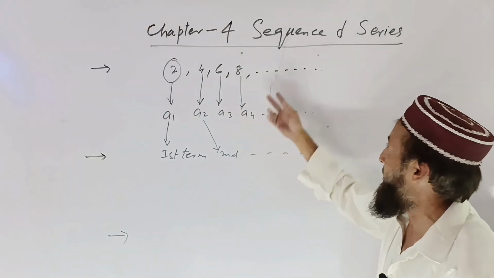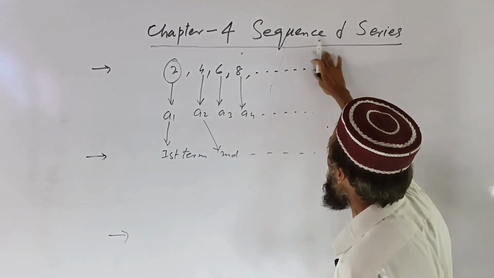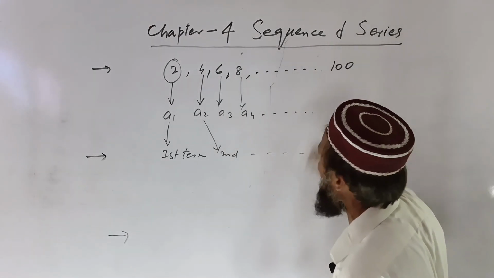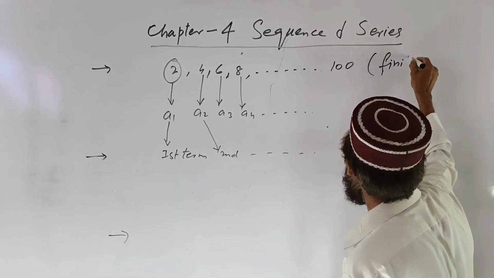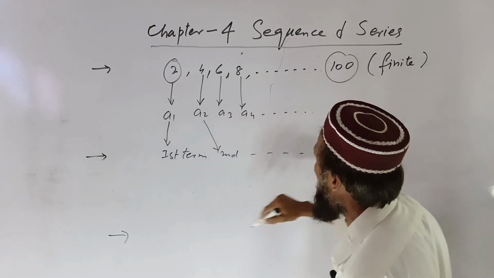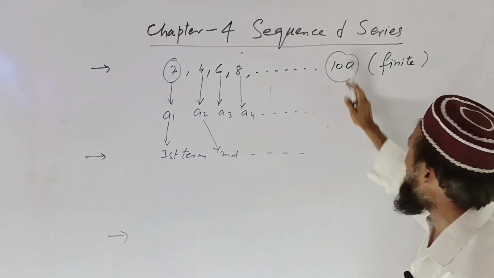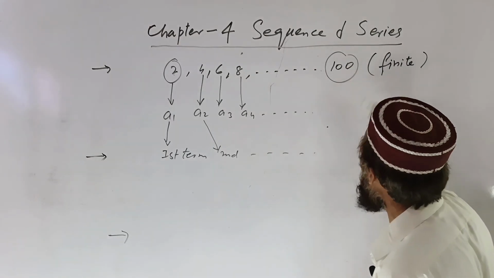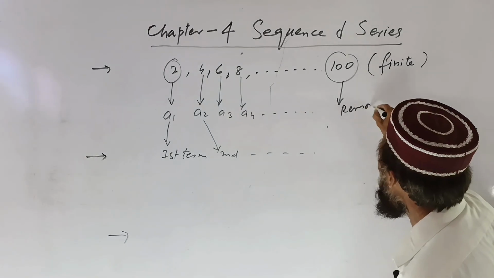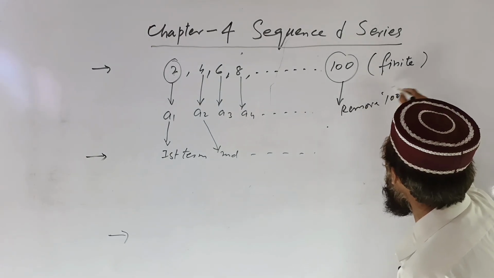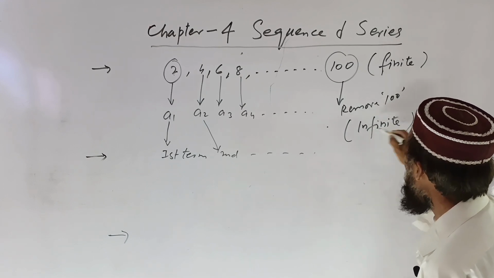For example, this is an infinite sequence. If we want to change this one, we write, for example, 100 at the end, so that is called a finite sequence, because the first and the last term are known. If we remove this 100, it will be an infinite sequence.